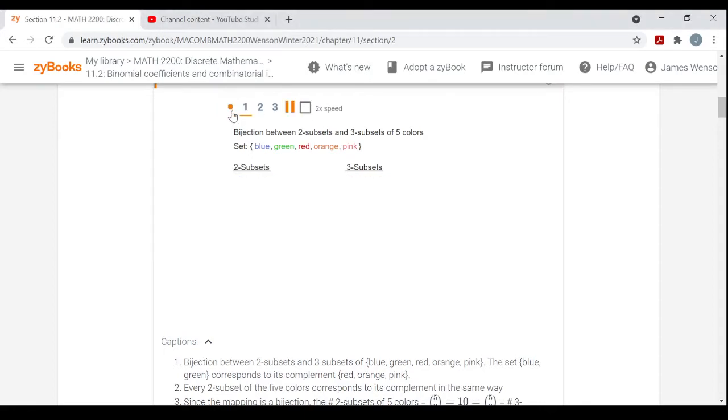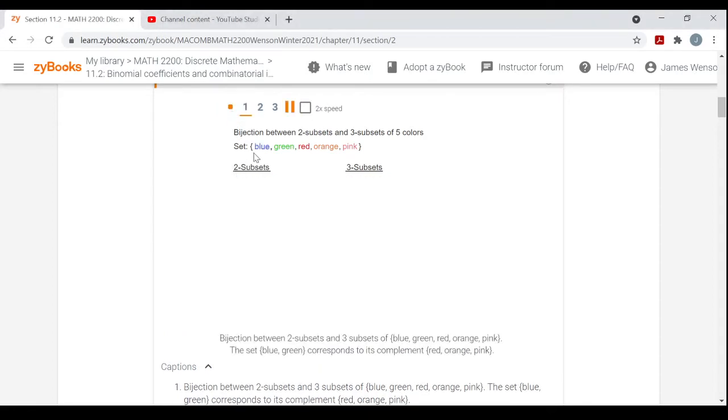Alright. So look. Here's a set of 5 objects: red, blue, green, red, orange, and pink. So here they're counting the 2 subsets, the blue and green, and then they're saying there's a bijection. Let's have every 2 subset correspond to a 3 subset with the colors that aren't in the subset, right? So blue and green are in this, and then the red, orange, and pink form a 3 subset. And this continues for all the 2 subsets.